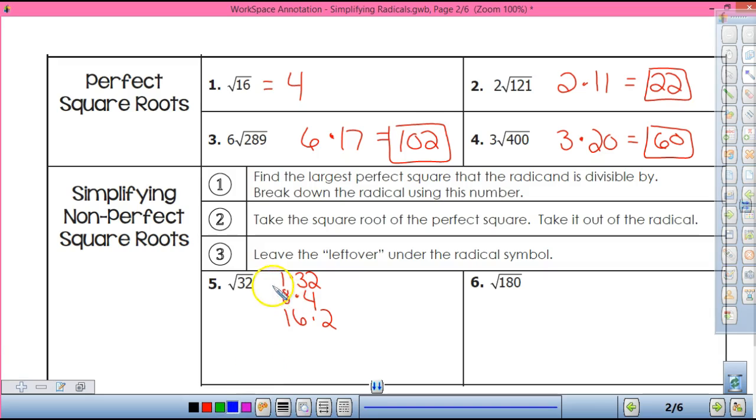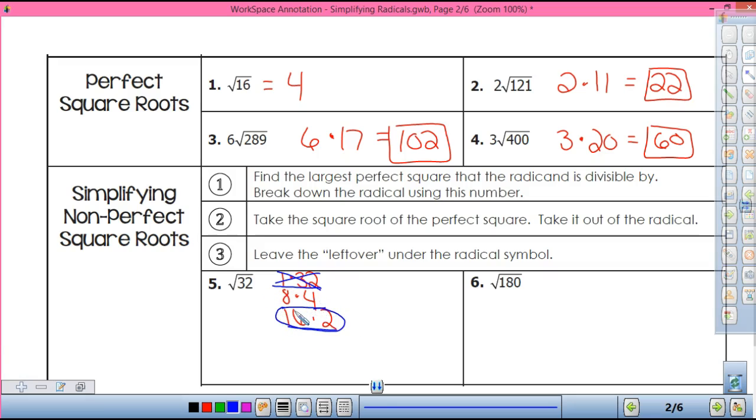So these numbers are paired up like that, right? Which pairs have perfect squares in them? We're not going to ever count 1. 16 and 2 has a perfect square. 16 is a perfect square. Does 8 and 4 have a perfect square? Yeah, because 4 is a perfect square. So they both have perfect squares. But what you want to pick is the pair that has the biggest perfect square. So my biggest perfect square out of these two is 16.